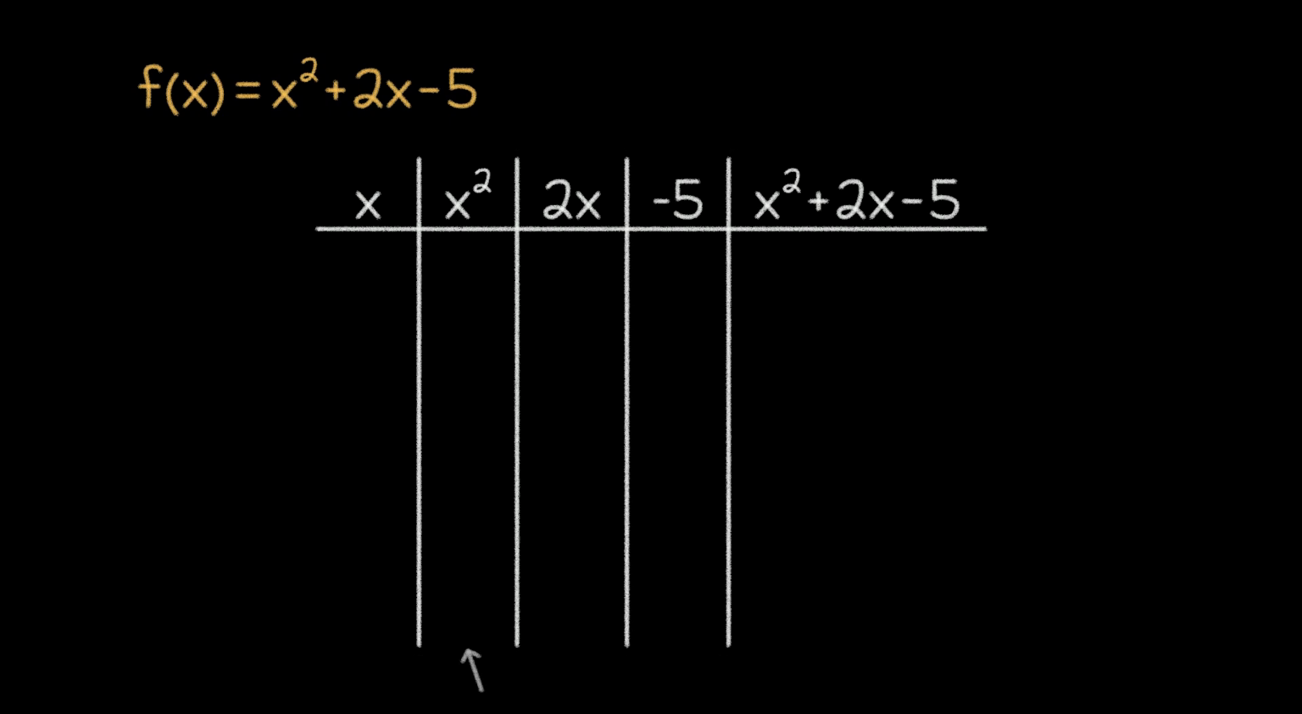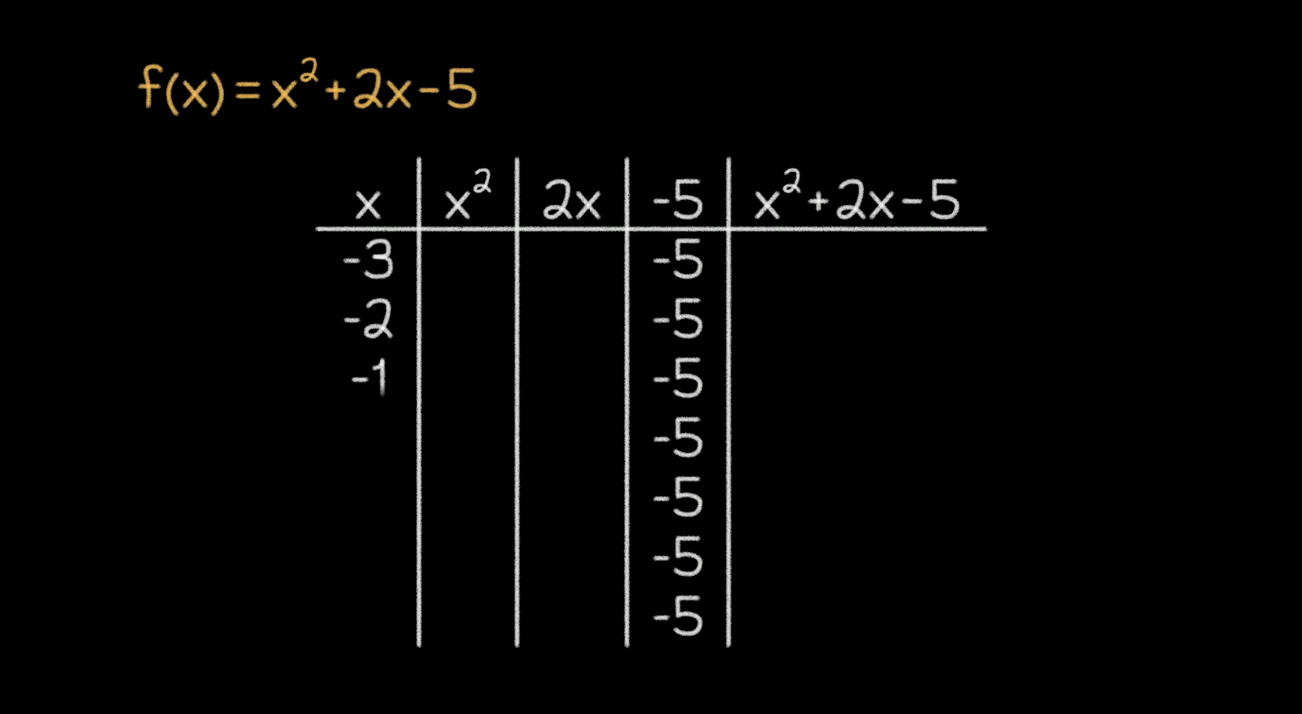Notice that the second, third, and fourth columns each represent a term from the standard form. In fact, before we even choose our inputs, we're able to fill in this fourth column with -5s, since that term doesn't depend on the input at all. Then, we'll choose our inputs to be the integers from -3 to 3, which will make our calculations for the second column very familiar.